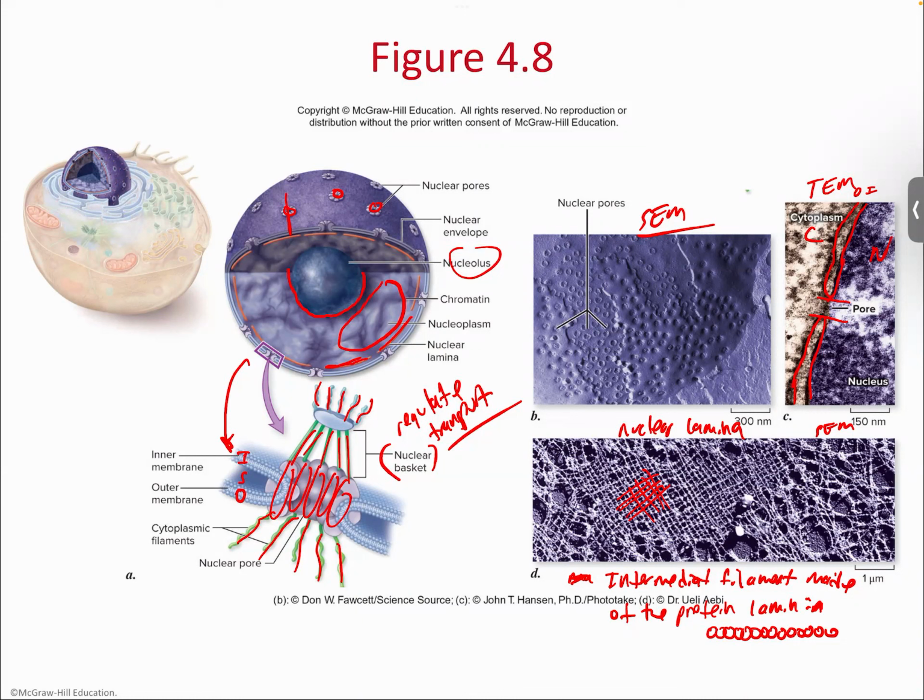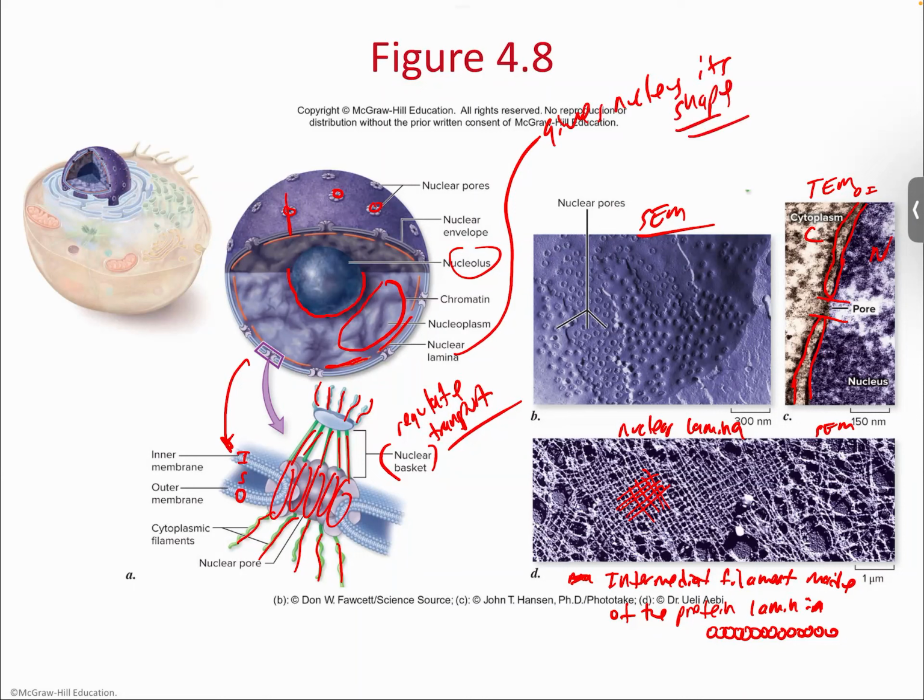Yes, Betsy. What is that? Which one? Underneath? So it's an intermediate filament made of the protein laminin. So this is an example of the cytoskeleton, right? So what does the nuclear lamina do then? So the nuclear lamina basically gives the nucleus its shape.